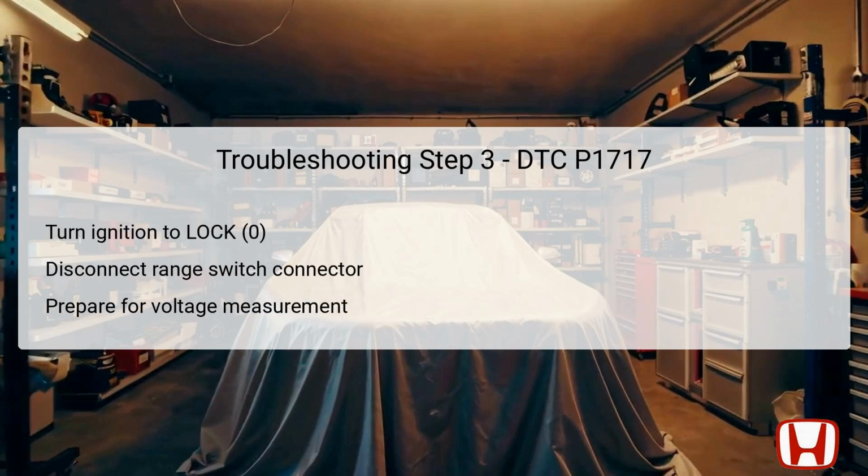In this third troubleshooting step, the ignition switch is turned to the lock position, or 0, to ensure the system is completely off. After this, the technician will disconnect the transmission range switch connector, a crucial step to allow direct measurement of voltage without interference.